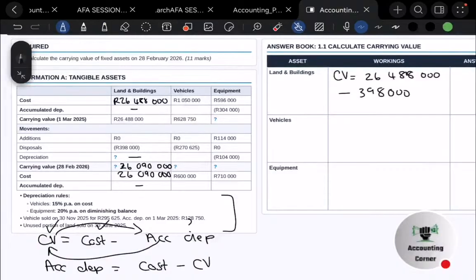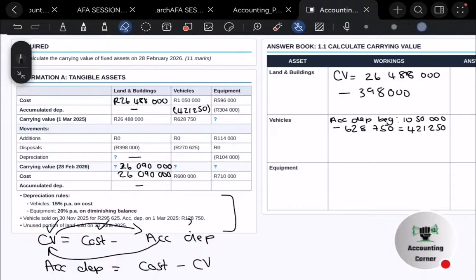So for our accumulated depreciation at the beginning for vehicles, we will have 1,050,000 minus 628,750, which will give you 421,250. So we're done with the balances at the beginning. Now we need to calculate depreciation, our carrying value at the end, and our accumulated depreciation.